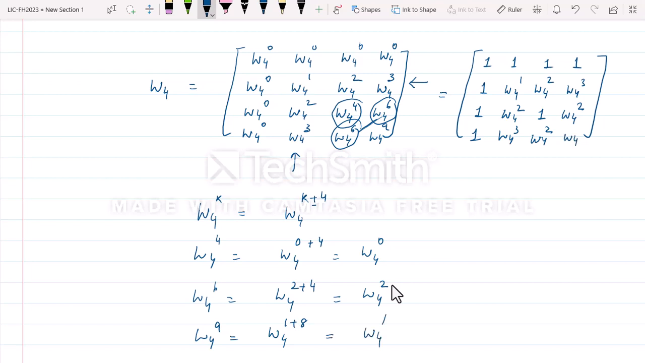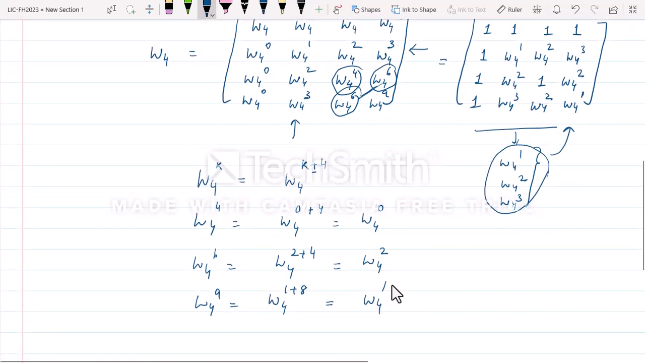This is W4 1. So by this we know that we only have to find the values of W4 1, W4 2 and W4 3. If we get these 3 values, we'll get this matrix that is called the Twiddle matrix. So we have to find only these values. Now let us find these values and then we'll complete the matrix.